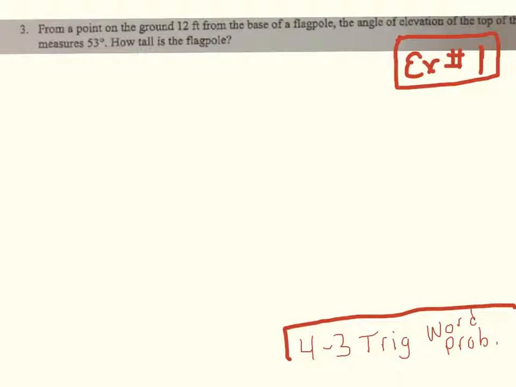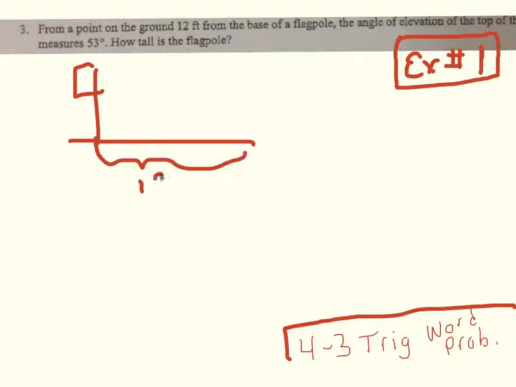For example 1 here, the question says from a point on the ground 12 meters from the base of a flagpole, so here's my ground. Here is my flagpole. 12 meters from the base of the ground, so from here to here, from the base of the flagpole, it's 12 feet. Sorry, it should be feet. An angle of elevation to the top measures 53 degrees.